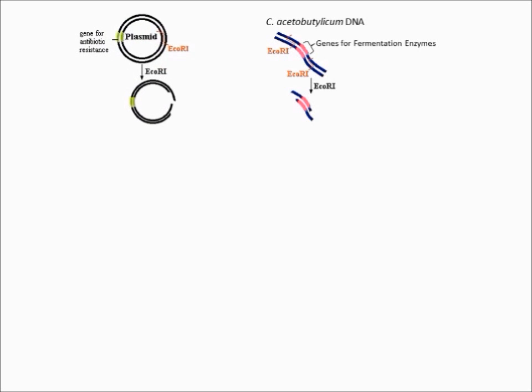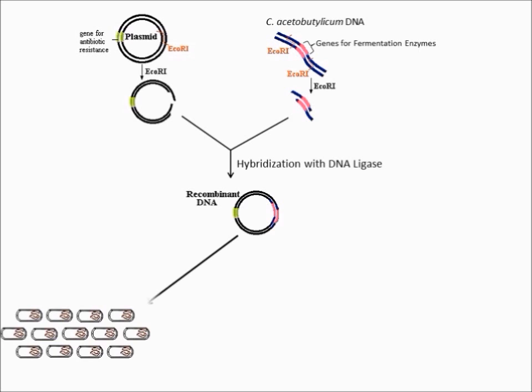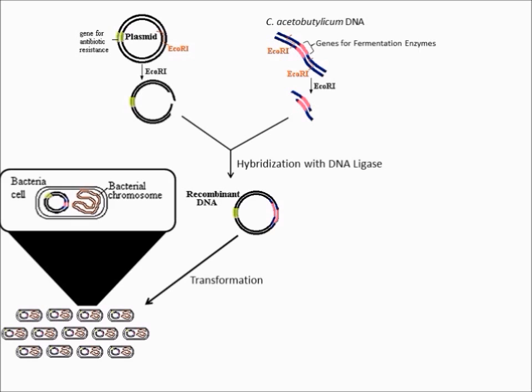A circular piece of DNA is called a plasmid, and it includes a gene for antibiotic resistance. It is also cut with the same restriction enzyme. The cut plasmid and the removed genes are hybridized with an enzyme called DNA ligase, which joins the cut DNA ends together to form a new circular piece of DNA known as recombinant DNA. The recombinant DNA is inserted into E. coli cells through a process called transformation.